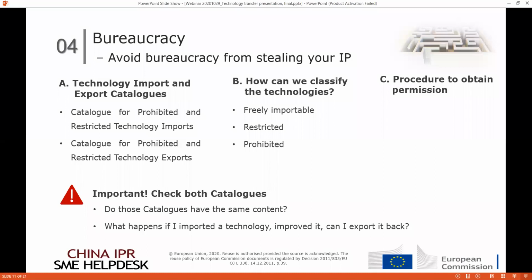This means you have to request a permission, then sign the contract, and then submit the contract. But in this case, if you are exporting, the company that is in China, that is the owner of the technology, is the one that has to apply.